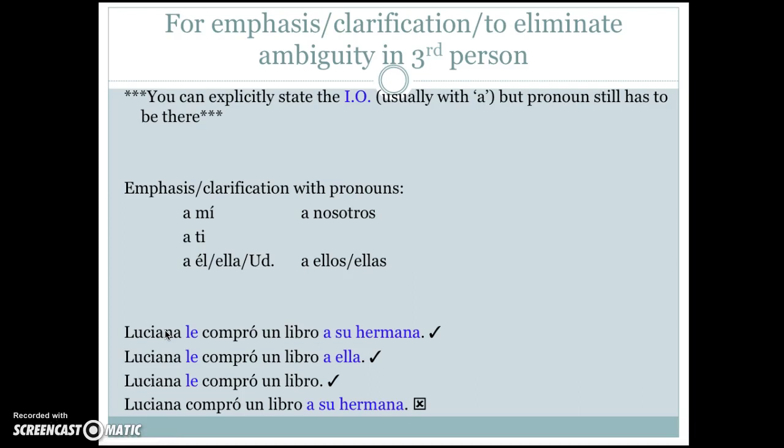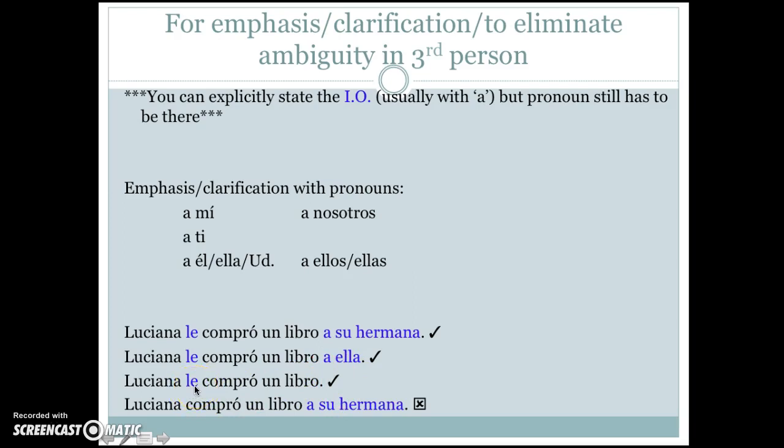In the third person, there is sometimes a need to clarify because le could mean I bought the book for him, for her, for usted. Sometimes we don't know. So we have to clarify, we have to add more information. We can use these pronouns or we can use the explicitly stated indirect object. Luciana le compró un libro for who? A su hermana. Luciana le compró un libro a ella, for her. And then of course, if from the context of conversation, it's totally clear who she bought the gift for, we don't need that clarification. We just need the object pronoun.